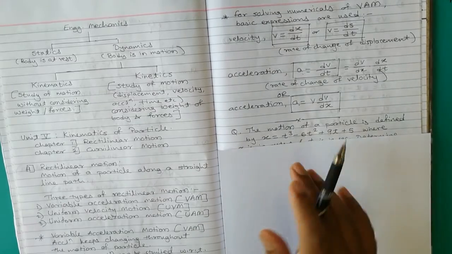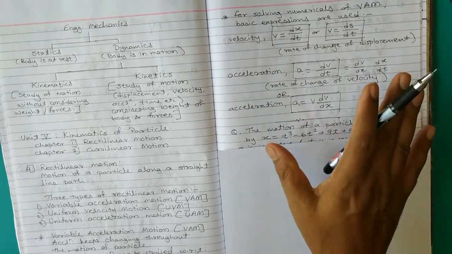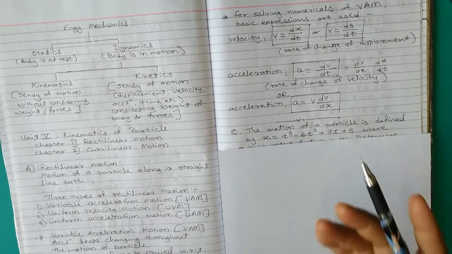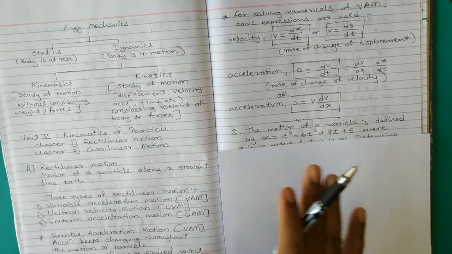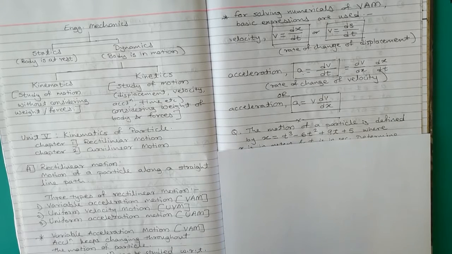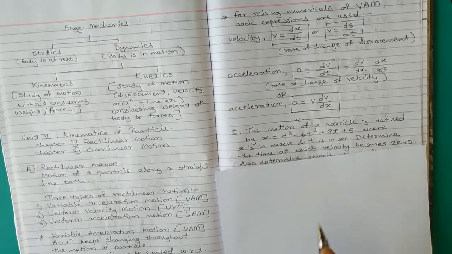Moving ahead, now with this particular information, these are the basic definitions or the expressions we need to know for acceleration and velocity, and using these expressions we are going to solve all the numericals for variable acceleration motion. Remember, in variable acceleration motion, the acceleration keeps on changing with change either in time, or in velocity, or in displacement. Let's see.